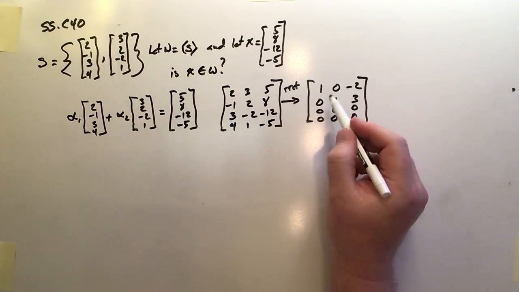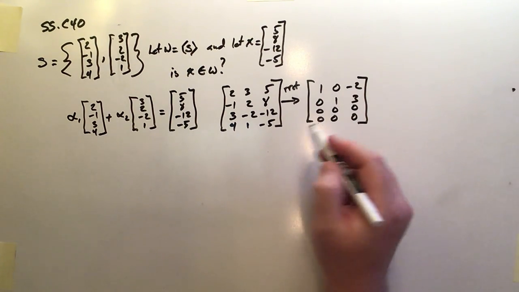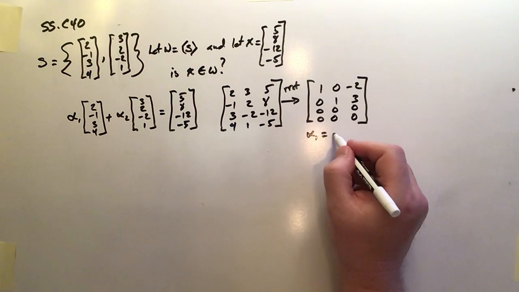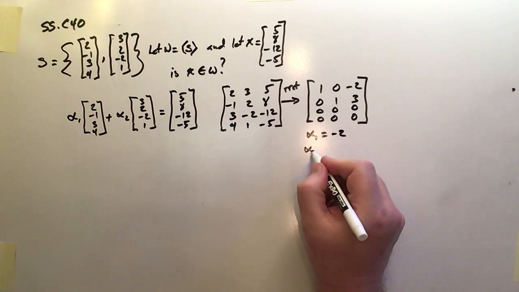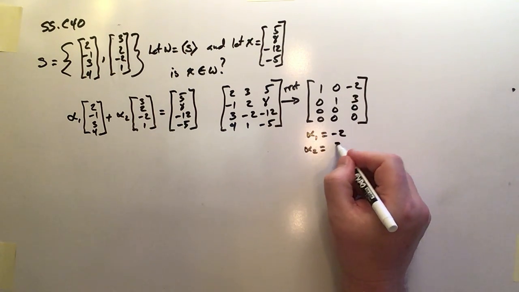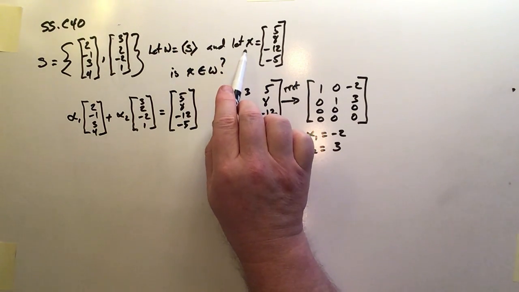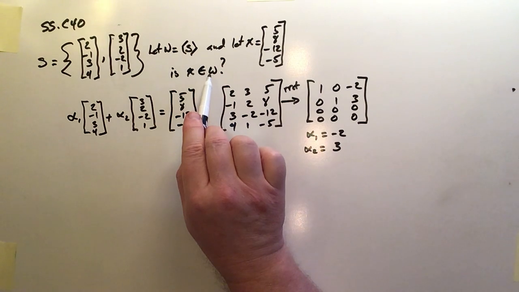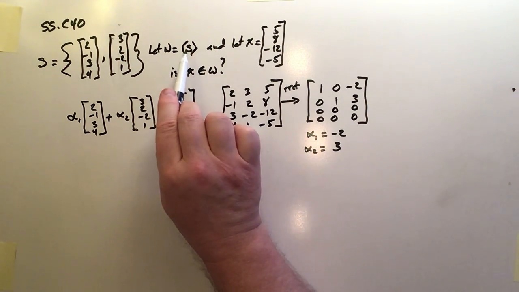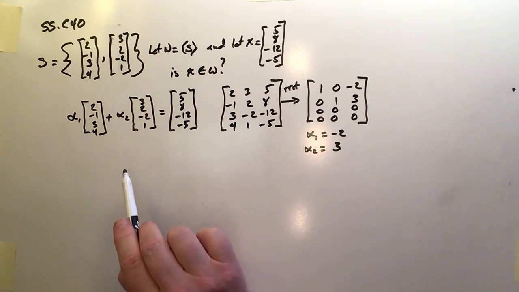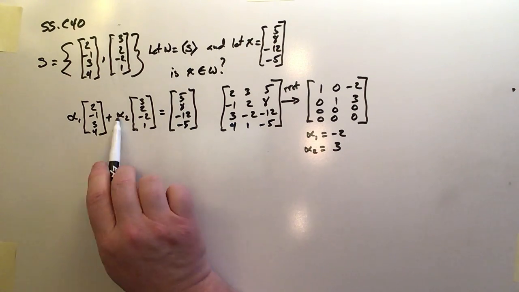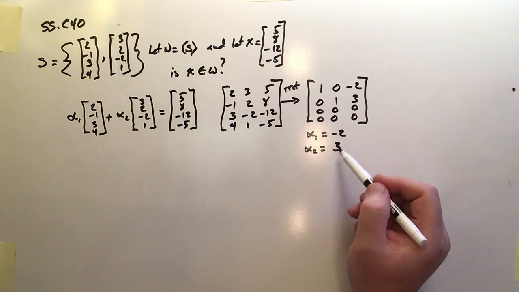So you can see it produces a discrete solution. Alpha 1 is equal to negative 2, and alpha 2 is equal to 3. And what that means is, yes, X is an element of W, because one of the systems this produces has this as its solutions if that system uses multipliers negative 2 and 3.